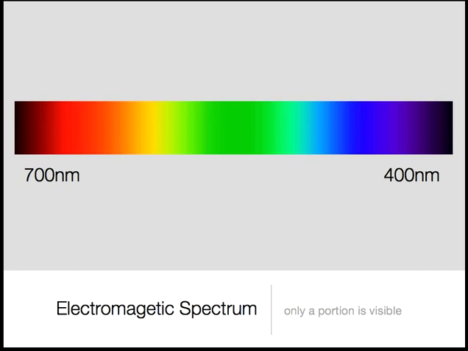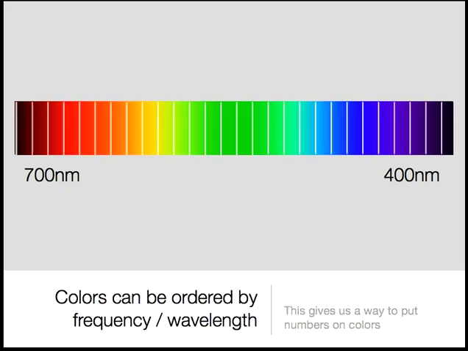Now, you could, for example, take colors and order them by their frequency or by their wavelength. So at the red end there, you've got 700 nanometers. In the middle you'd have things like 600, 500, 400. So you could have some sort of measuring device that measures the frequency or the wavelength of the light, and you could put them in order that way. So that gives us a way to put some numbers on colors.